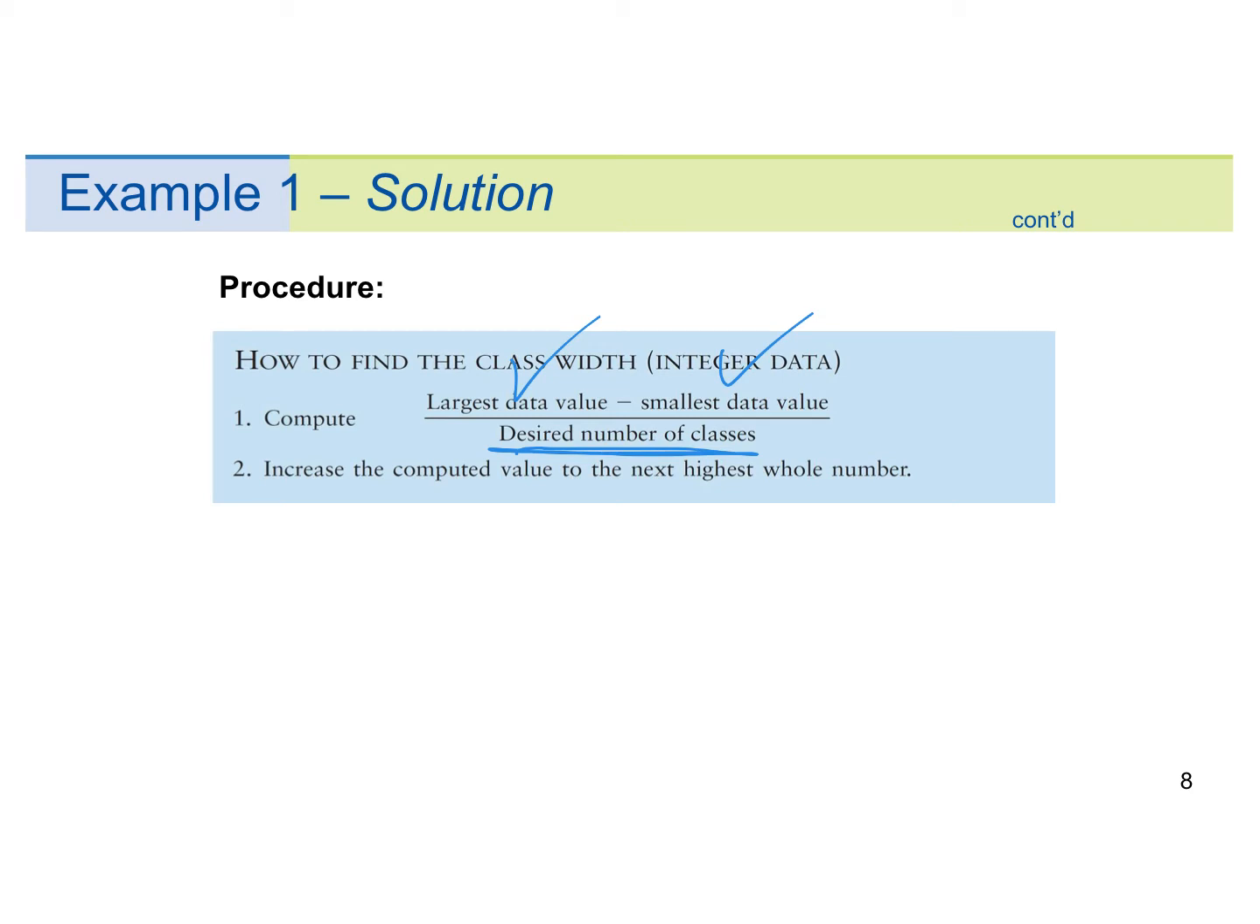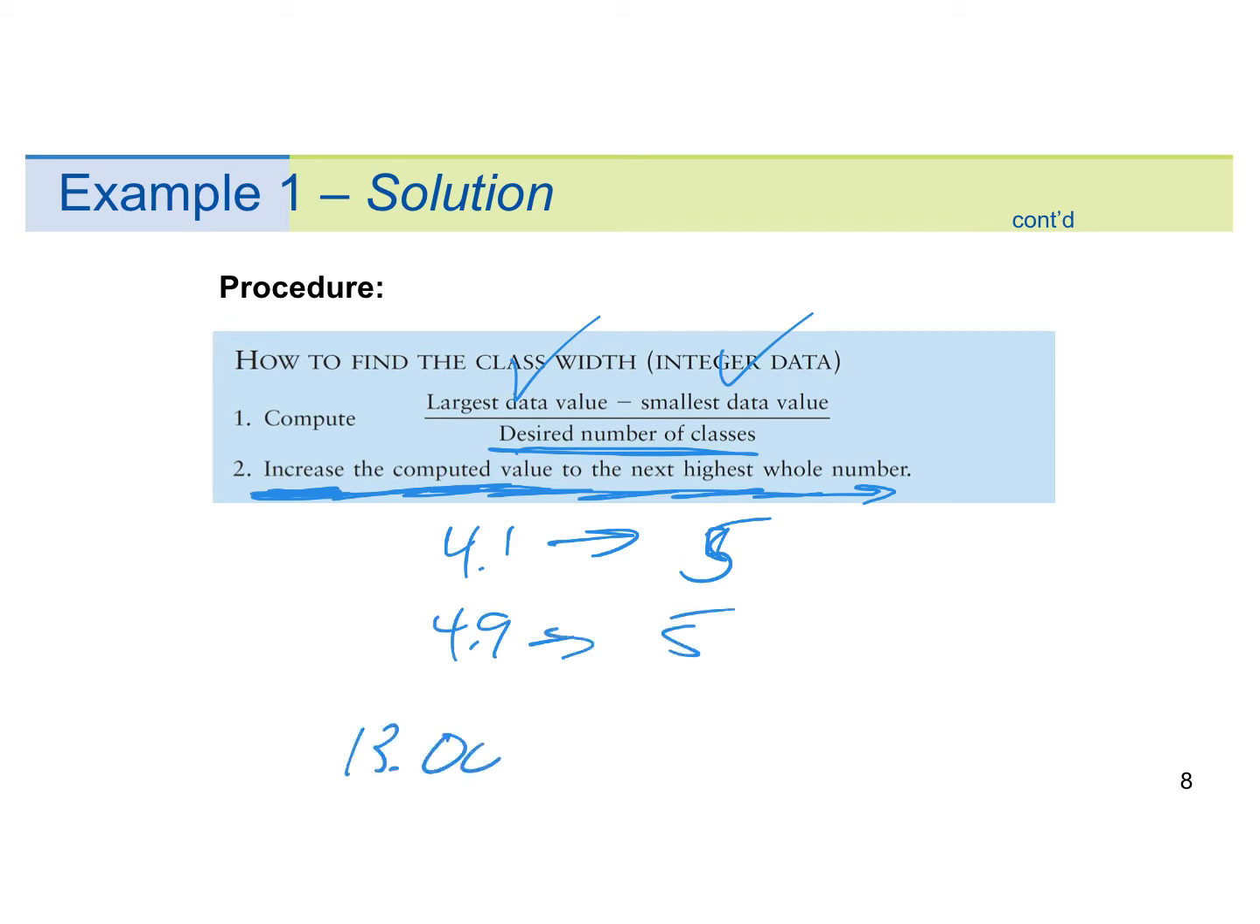And here's the biggest one. You must always increase the computed value to the next highest whole number. So if it comes out to be 4.1, you've got to go to 5. If it comes out to be 4.9, you go to 5. Okay? If it's 13.00001, you go to 14. You have to go to the next whole number.